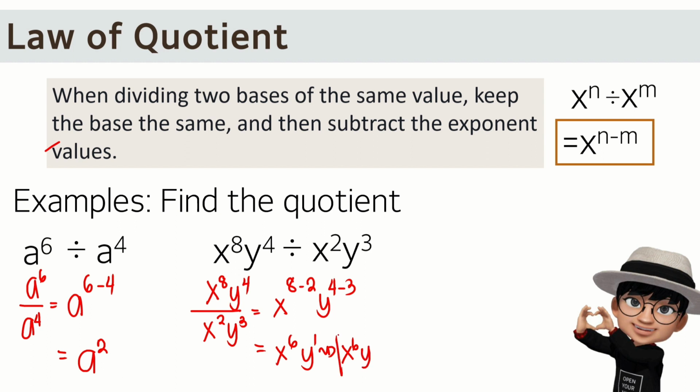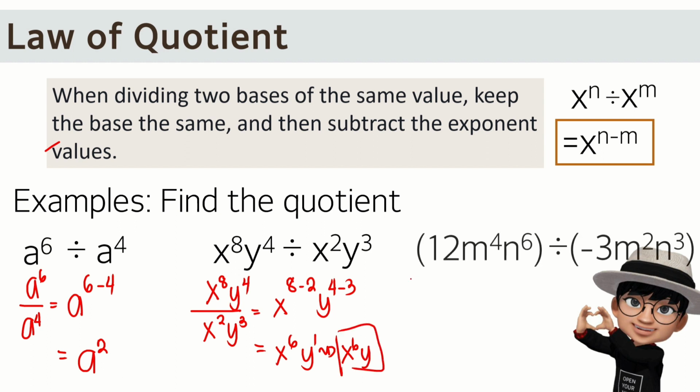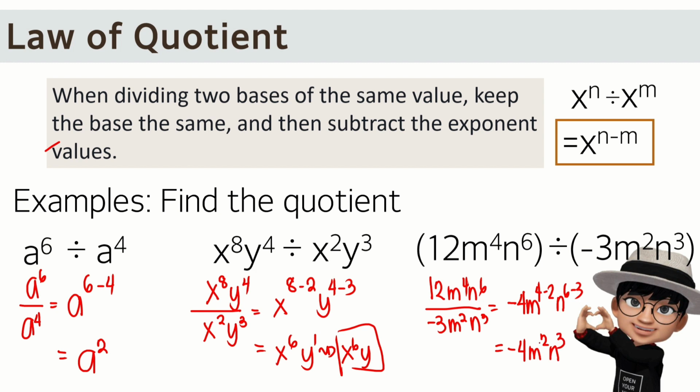Okay, and for our last example, we have 12m raised to 4 n raised to 6 all over negative 3 m squared n cubed. So in this case, we're going to divide the whole numbers and then we subtract the exponents. So 12 divided by negative 3, we know that is equal to negative 4. Then we have m raised to 4 minus 2, n raised to 6 minus 3. Our final answer is negative 4 m raised to 2 n raised to 3.